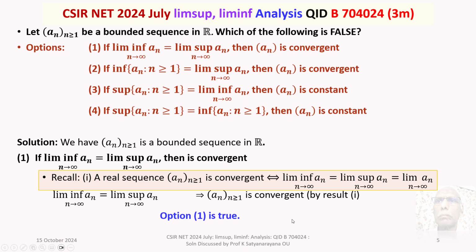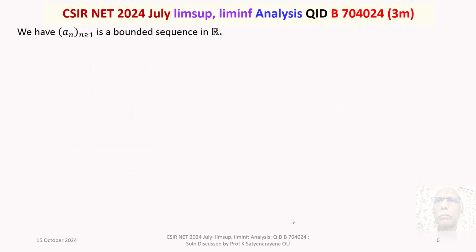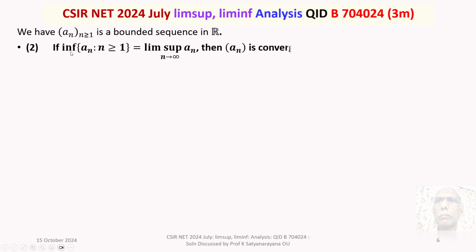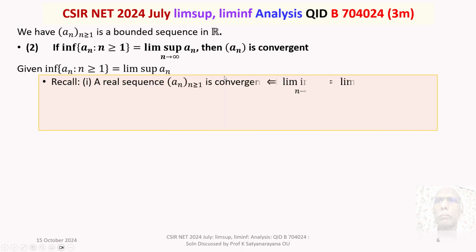Let's move to the next slide for the next option. We consider option 2: if infimum of a_n, n greater than or equal to 1, is equal to limit superior of a_n, then the sequence a_n is convergent. So given: infimum of the set {a_n : n greater than or equal to 1} is equal to limit superior of a_n. We have already seen result 1.